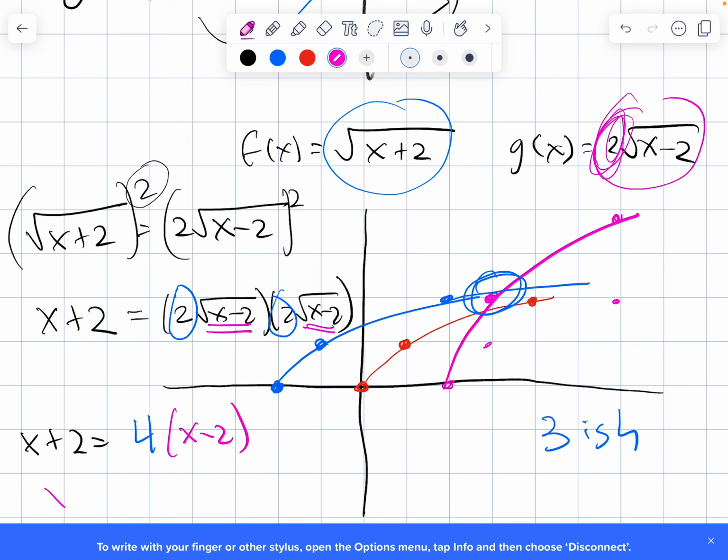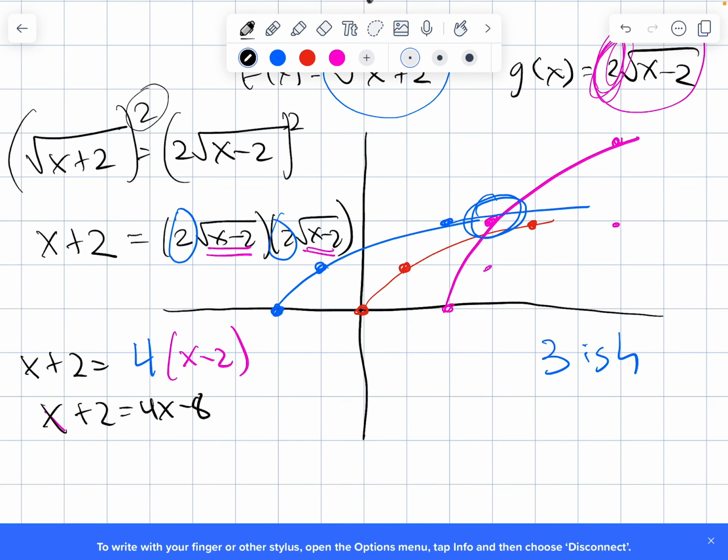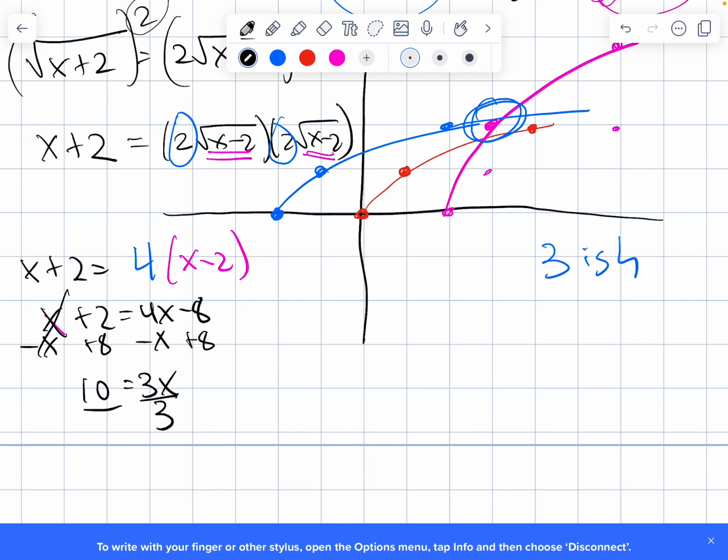All right, let's clean that up a little bit. That's going to give us x plus 2 equals 4x minus 8. From here, let's subtract an x from both sides, and let's add an 8 at the same time. When we do that, we end up with 10 is equal to 3x. Dividing both sides by 3, we end up with 3.3333 is equal to x, which is exactly what we got graphing. Well, kind of exactly. We got 3-ish graphing, and we got 3.333 repeating when we did the algebra.